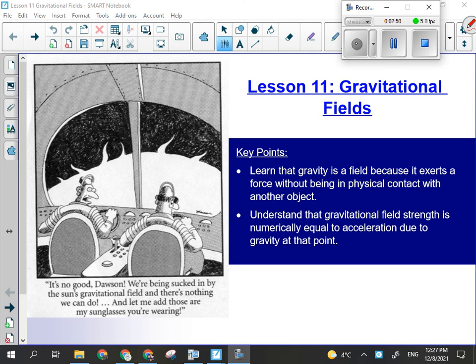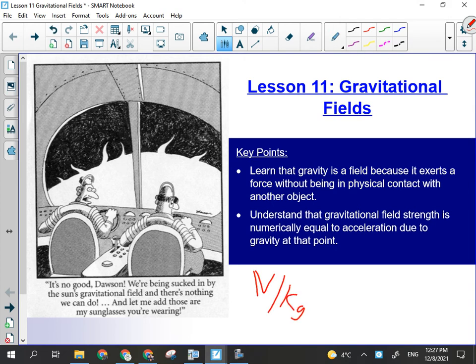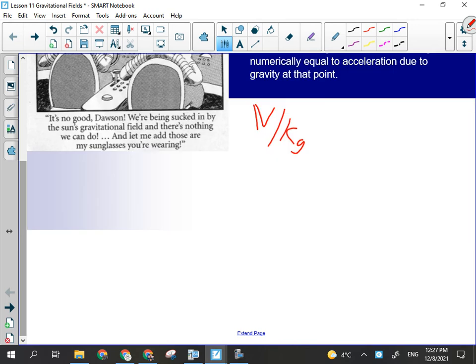Well, newtons per kilogram. What are the units for newtons? Kilogram meters per second squared. So if I go newtons per kilogram, what happens to the kilograms? They cancel. A newton per kilogram is a meter per second squared. I know it seems weird to not say it that way, but when we're talking about gravitational field strength, what we're saying is it would be this many newtons worth of force for every kilogram of mass. It just happens to be exactly the same as the acceleration due to gravity at that point.